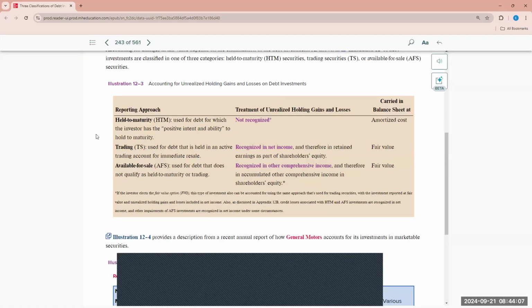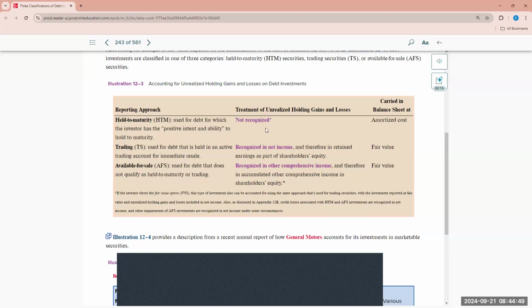So the reporting approach for held to maturity is used for debt for which the investor has the positive intent and ability to hold it until it matures. Next, we have trading securities. These are those debts that are used and held in an active trading account for immediate resale. And then we have available for sale. This is basically used for debt that does not qualify as held to maturity or trading. So we don't necessarily know if we're going to hold it till maturity, and we don't know if we're going to trade it. We're not trying to trade it, but we might. So everything that's within that gray area falls within available for sale.